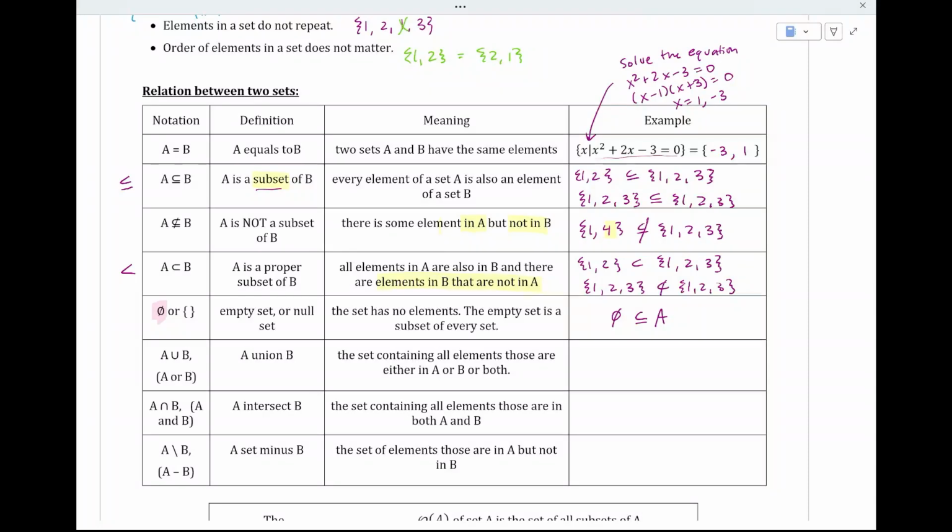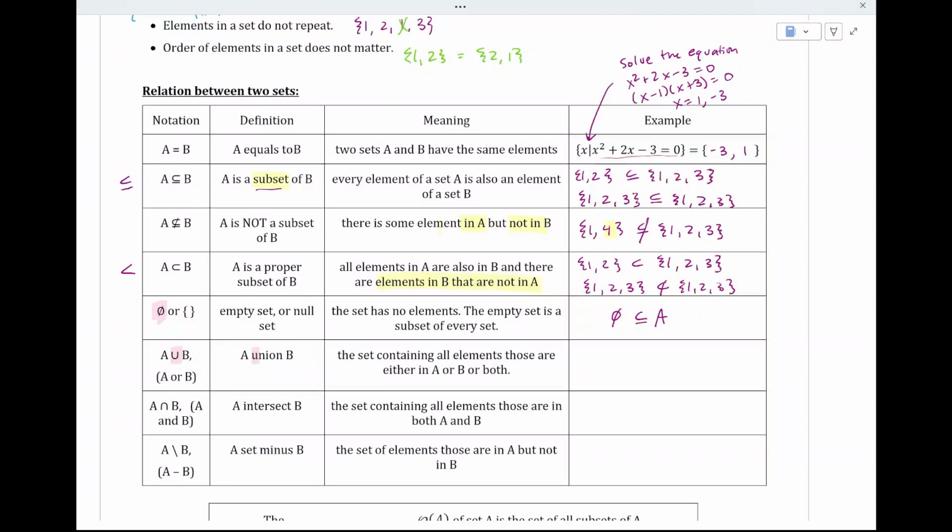Let's see, A union B, or sometimes we write it as A or B. I like to remember it because this symbol right here kind of looks like the U from union. A union B or A or B is the set that contains all the elements that are either in A or B or both. So you're kind of cramming both sets together and getting rid of any duplicates.